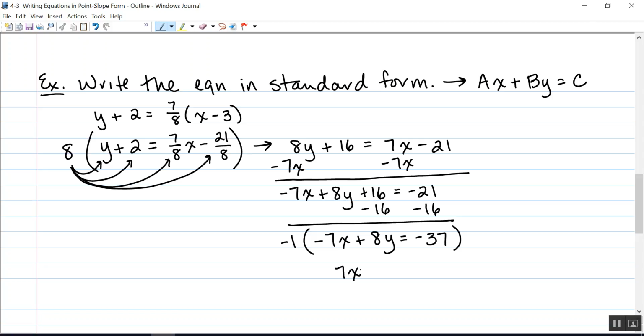And distributing that -1, I get 7x minus 8y equals 37. And that's how you turn a line from point-slope form into standard form. So once you distribute, if you have to get rid of a fraction, do that by multiplying by the denominator.